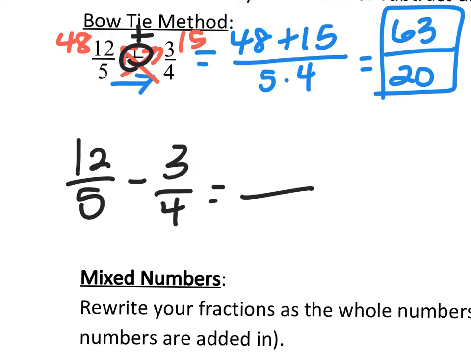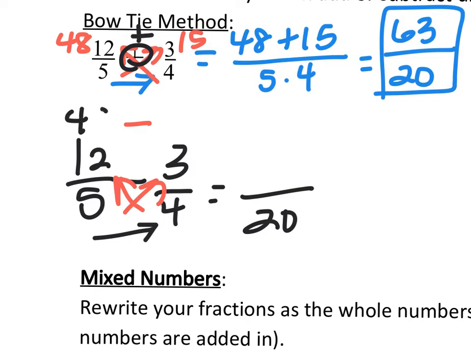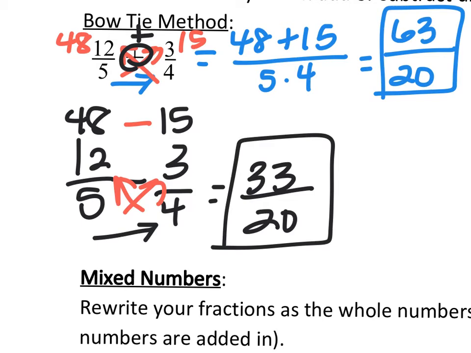I'm still going to multiply on the bottom, so 5 times 4 is 20. I'm still going to multiply on the diagonals, but this time I'm going to subtract those two numbers. So 4 times 12 is still 48. 5 times 3 is still 15, but now I'm just subtracting instead, so I get 33 over 20. And that's your answer. That's all you have to do with fractions.